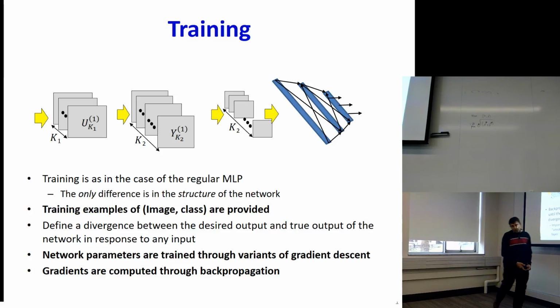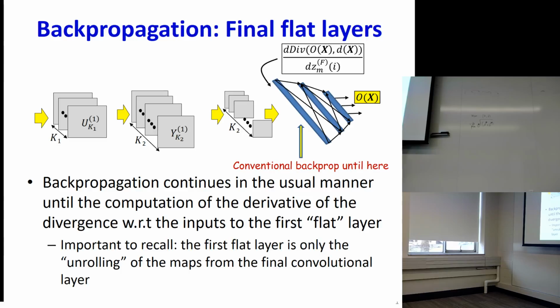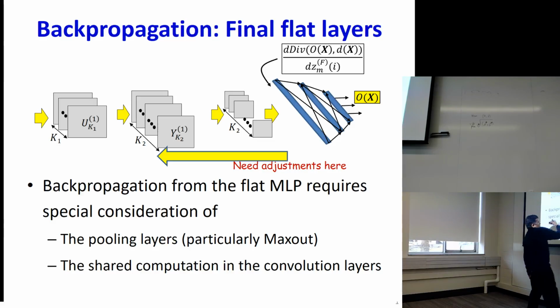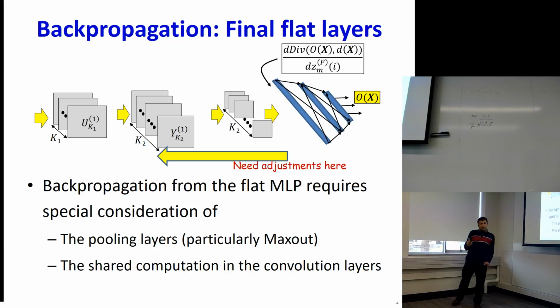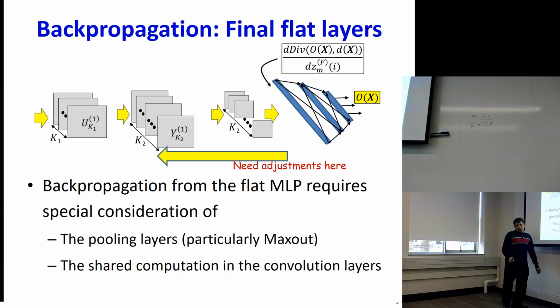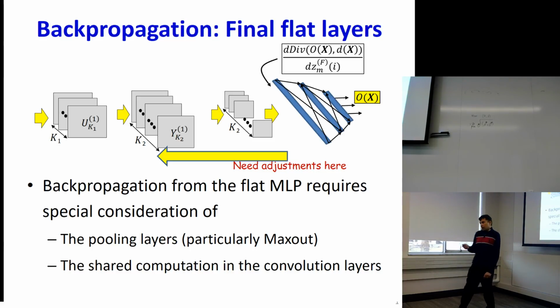So in the first step, you could just use straight up backprop, and you could compute the gradients of the divergence with respect to the weighted inputs to all of the neurons in this layer, right? You could also, in the process, compute the gradients of the divergence with respect to the weights in the flat layer. And then, subsequently, you can perform backpropagation going all the way backwards. You need some adjustments over here, and the adjustments are twofold. Firstly, if you're using max out, you need some adjustment for the pooling layers. For the rest of them, you have shared parameters, so you have to worry about the shared computation.